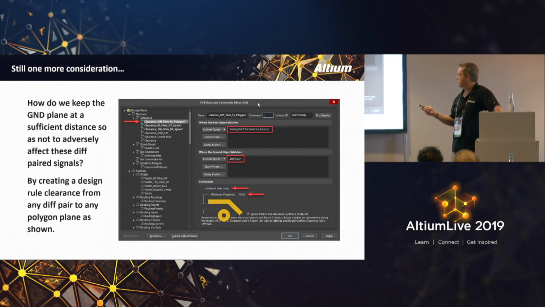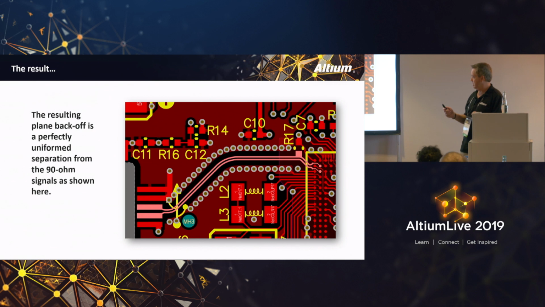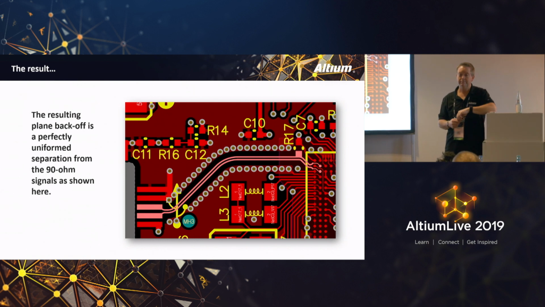So again, we create a rule here that says clearance differential pairs to polygon. That's just the abbreviated name that I put in there. And the syntax is: in any differential pair, when the second object matches polygon, then I want a minimum clearance of 16 mils. So with that, I re-pour that copper pour, and it gives me a 16 mil clearance there. And it would do so for any differential pair. So with that rule, it's just global for any 100 ohm or 90 ohm differential pairs that I may have on the PCB. Jeremy?